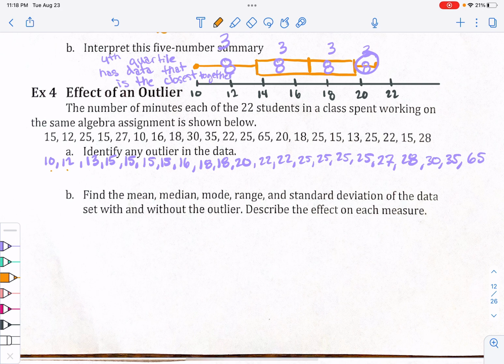So that's 1, 2, 3, 4, 5, 6, 7, 8, 9, 10, 11, 12, 13, 14, 15, 16, 17, 18, 19, 20, 21, 22. Perfect. 22 numbers. All right, there they all are. Okay, and identify any outliers. So when you're looking for outliers, you're looking for either this number as being an outlier or this number as being an outlier.